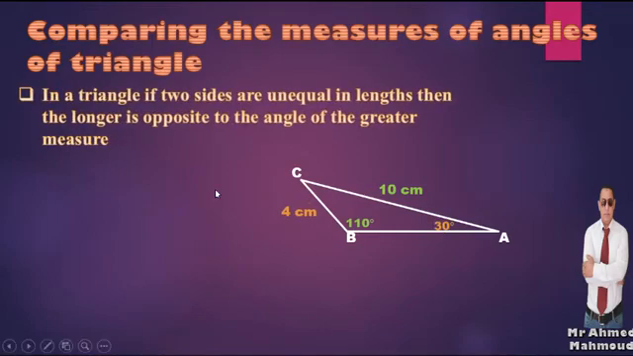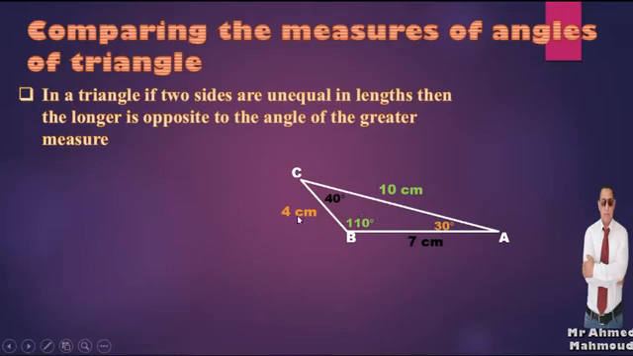Now I can say that in a triangle, if two sides are unequal in length, then the longer side is opposite to the angle greater in measure and the smaller side is opposite to the smaller angle. Now if we have the third side equal 7 centimeters and the third angle equal 40 degrees, and we compare the three sides and the three angles, if I arrange the sides in ascending order, it will be 4, 7 and 10. And if I arrange the angles, it will be 30, 40, 110 in ascending order.